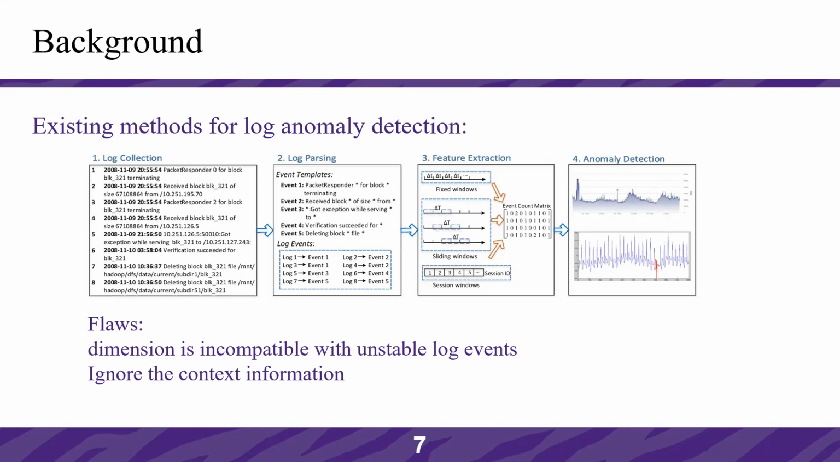In this way, the matrix dimension is fixed. When a new type of log event comes out, the matrix dimension should be 11, but because the dimension is fixed at 10, not 11, it is incompatible with unstable log events. Also, because it contains only counts of the log events in a sequence, it ignores the context information. So these are the flaws of this existing method.